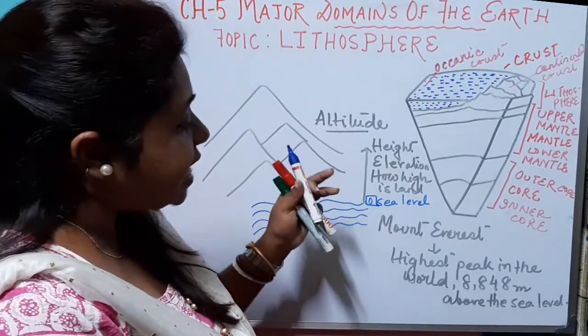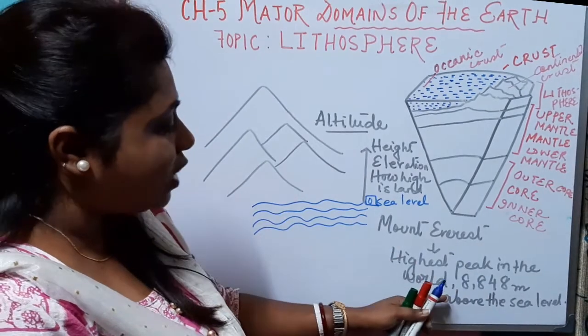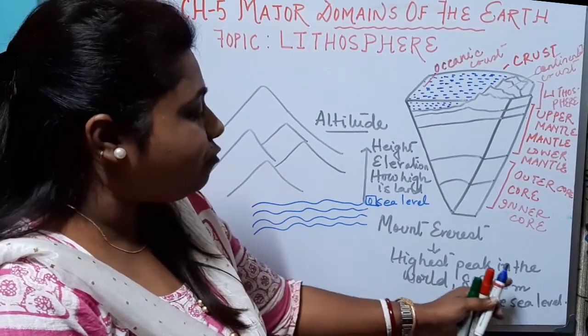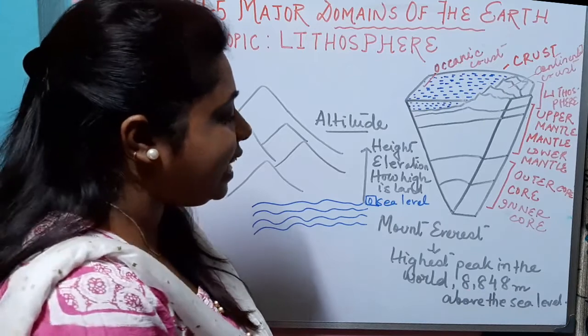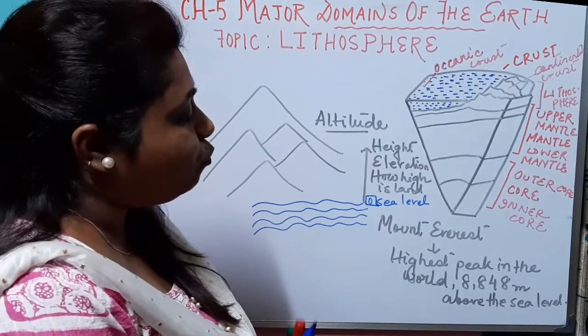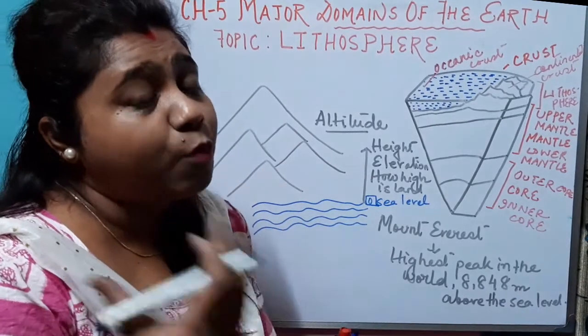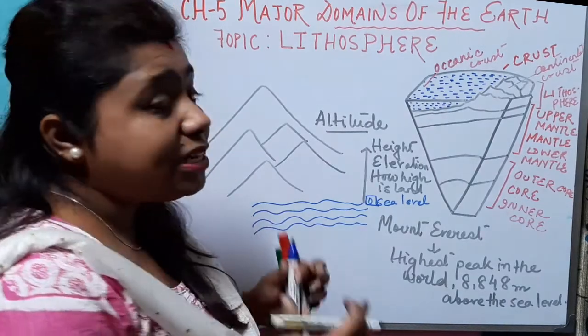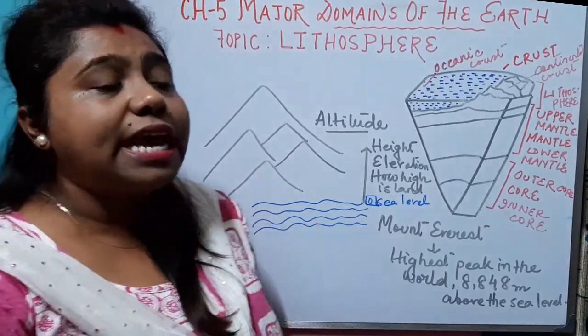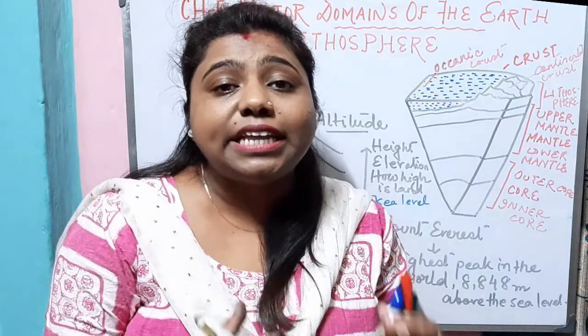Mount Everest is the highest peak in the world with a height of 8,848 meters above the sea level. So in terms of landform, we can say which is the highest point or the highest peak. But in terms of ocean, we cannot say highest. We can say greatest.